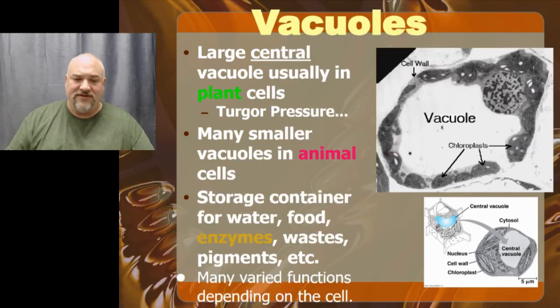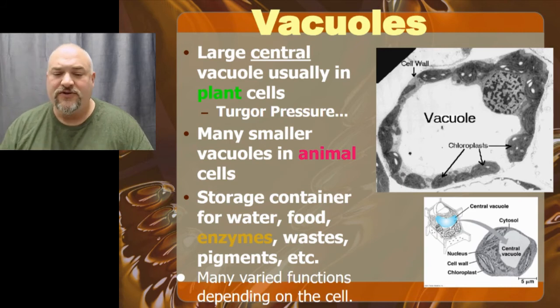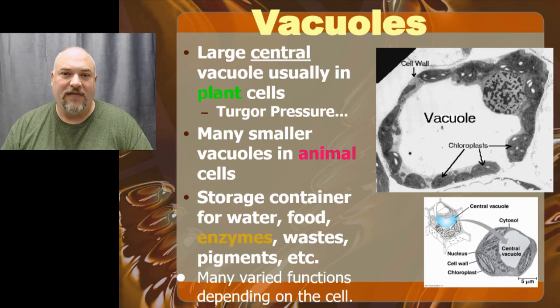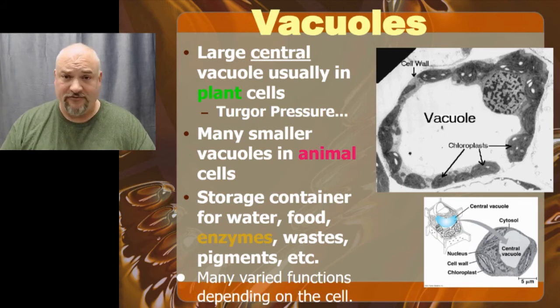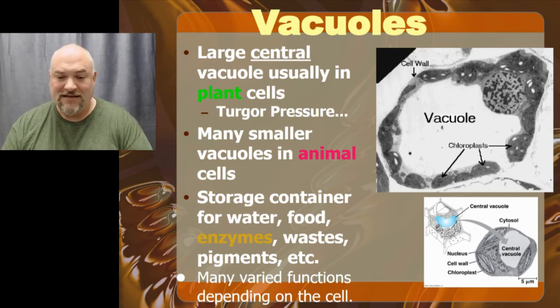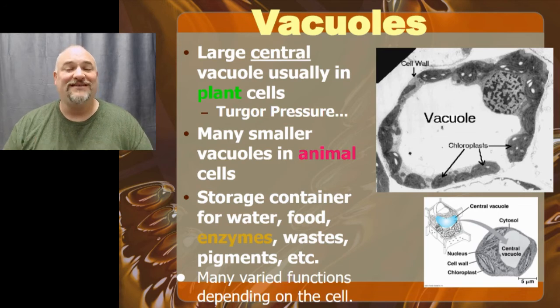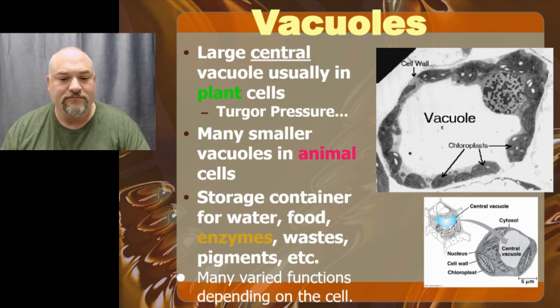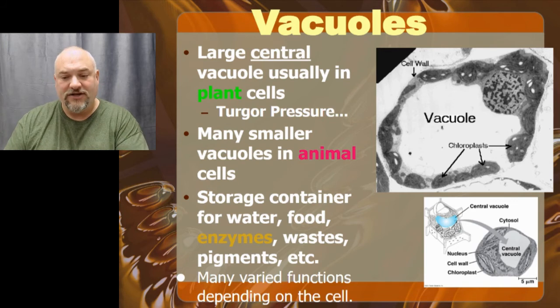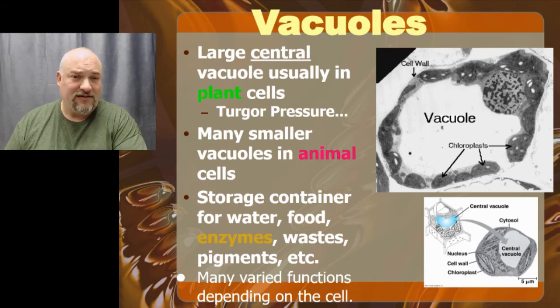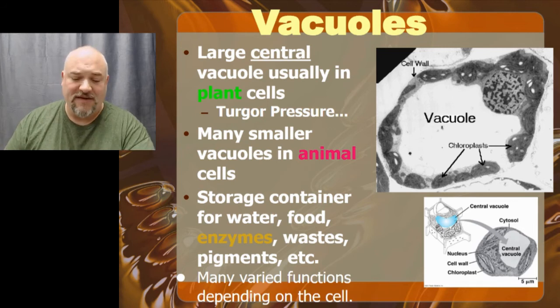Animal cells have vacuoles too that store various things. Protists have vacuoles to store stuff: water, food, enzymes, waste, pigments. It all depends on the type of cell and type of organism what the vacuole is storing, but basically it's storing something. It's not really doing anything with it, it's just holding it. And it might excrete some things and push some stuff out of the cell in the case of some protists, but it's basically for storage.